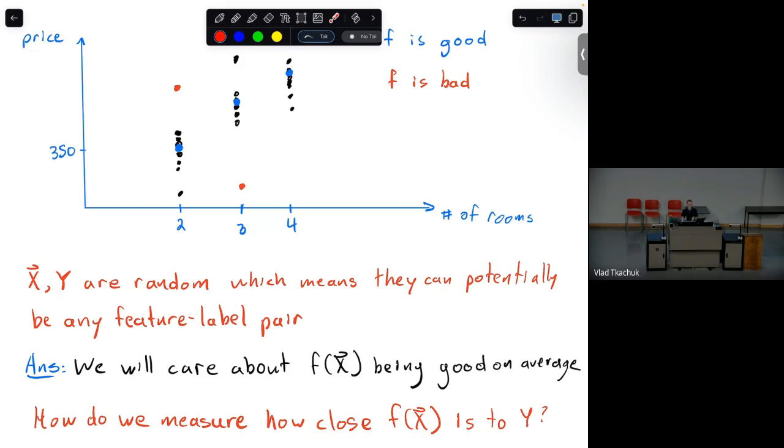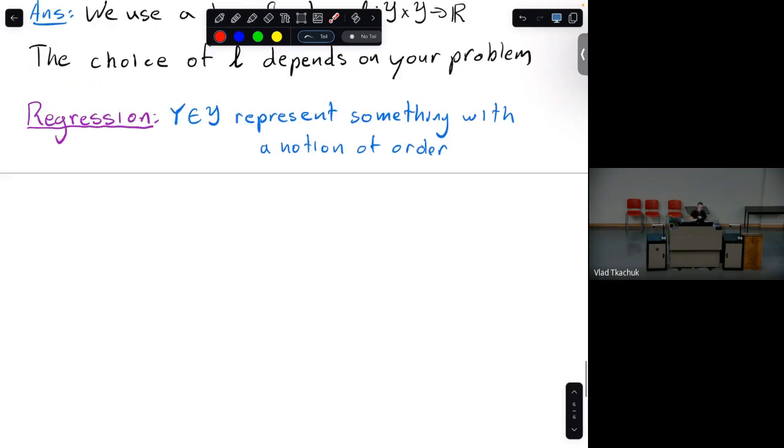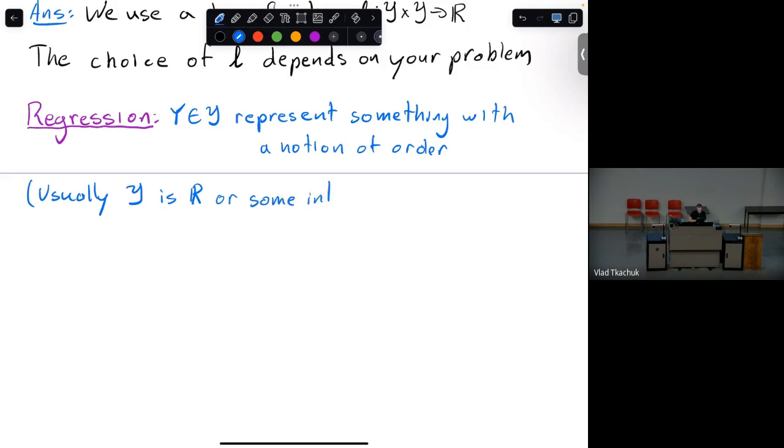When you have numbers, there's usually a natural notion of ordering. And this is roughly what people usually talk about with regression: usually that means this label set Y is the real numbers or some interval. So you'll hear that you have some interval or the real numbers as your set of labels, and you're trying to predict these numbers. More formally, it is talking about the case where these labels represent something with a notion of order.